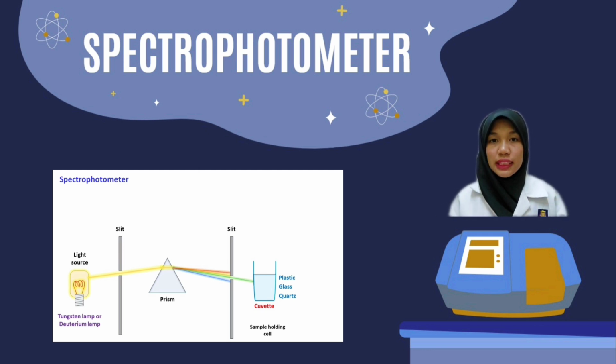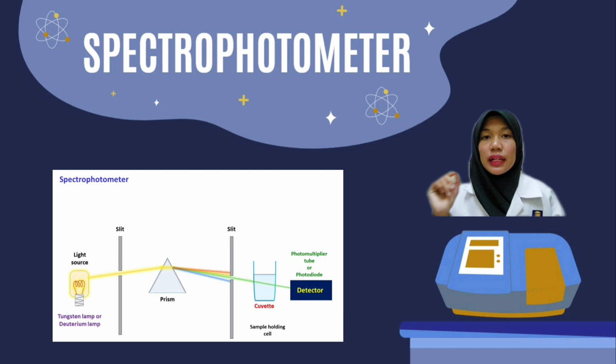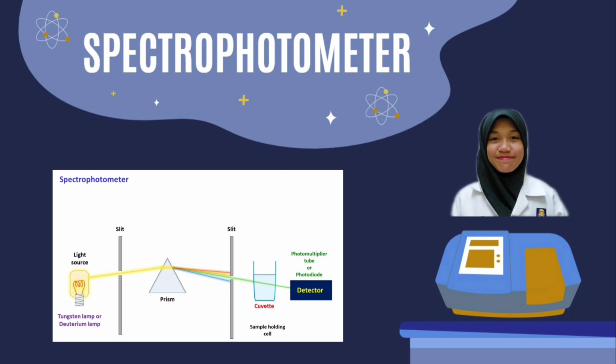The spectrophotometer is useful for measuring the absorption spectrum of a compound, that is, the absorption of light by a solution at each wavelength.